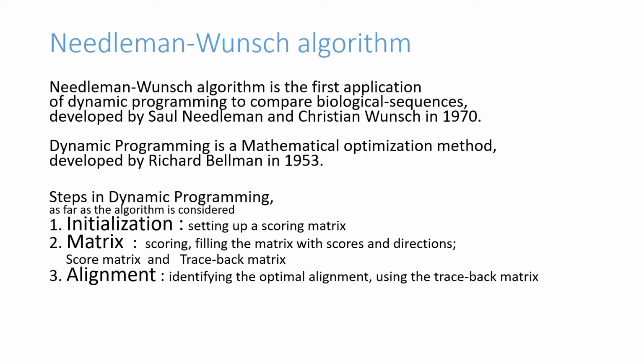These are the three steps in dynamic programming. Initialization: we set up a matrix. Next, we fill the matrix with scores and directions. In the following computer program, I generated two separate matrices for scores and directions. Those are the score matrix and the traceback matrix. And next, we align the sequences using the traceback matrix.